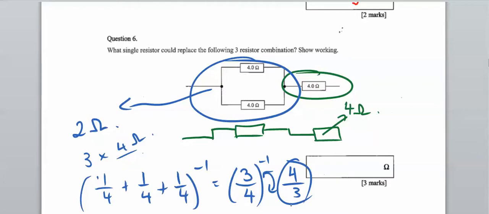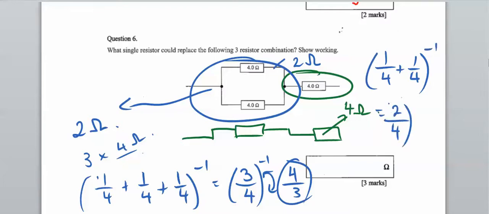In this case, though, the equivalent resistance of this section is 2 ohms. How can we do it the long way? 1 over 4 plus 1 over 4, to the power of -1, which is equal to 2 over 4 to the power of -1, which is equal to 4 over 2, or just 2. So what single resistor could replace the following 3 resistor combination? You have a 2 ohm resistor in series with a 2 ohm resistor, so it's going to be 4 ohms.